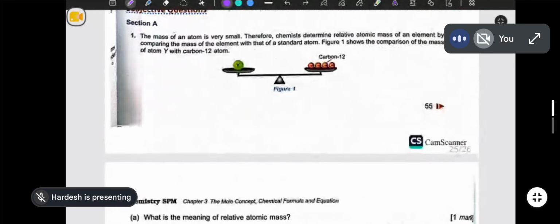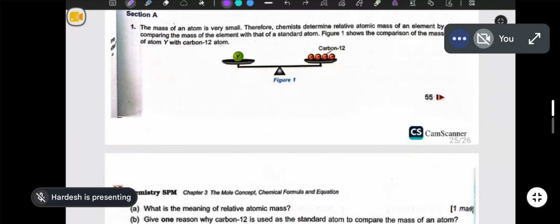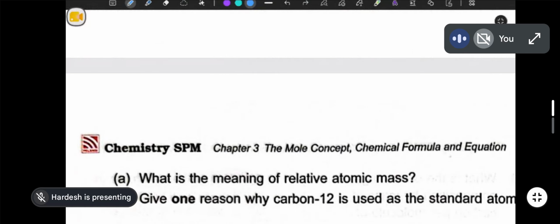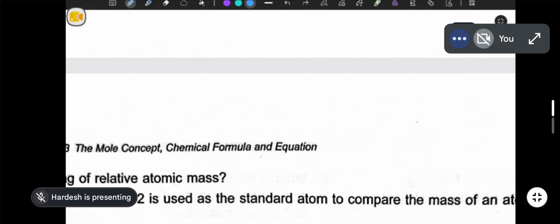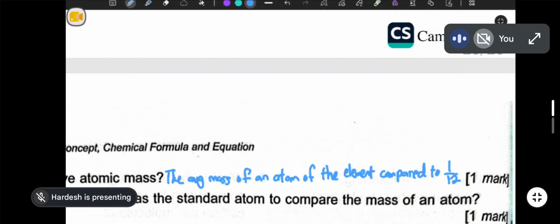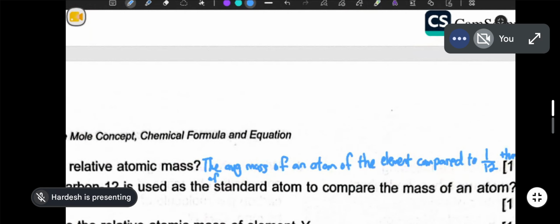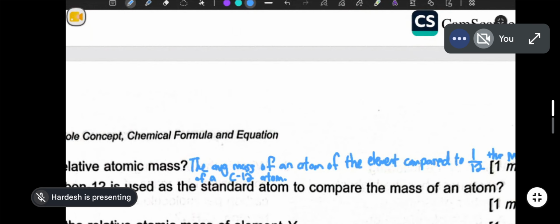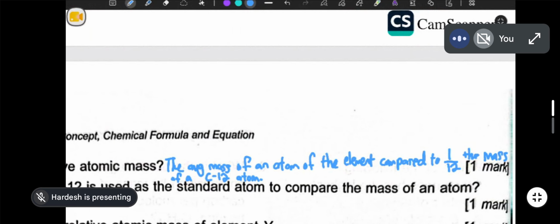Okay. Now, what is the meaning of relative atomic mass? Okay, I'm going on to section A already. What is the meaning? This one is just definition. This is why I told you, you all have to memorise your definition. Sometimes you'll get one like that, 1 mark, maximum 2 marks, won't be more. Okay. Relative atomic mass of an element is the average mass of an atom of the element compared to 1/12 the mass of a carbon-12 atom.